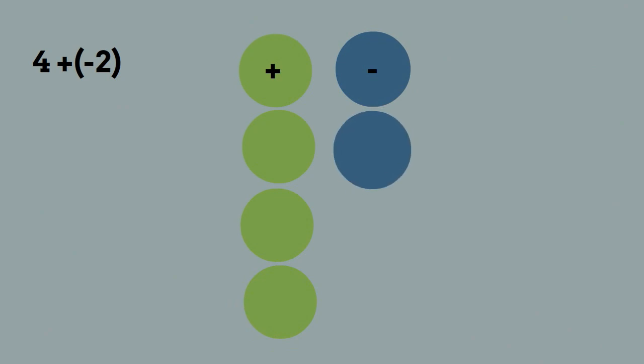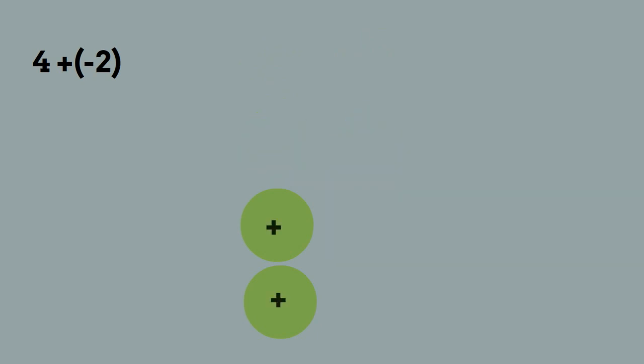Next, let's try 4 plus negative 2. Count out your 4 positive counters, then your 2 negative. Cancel out your zero pairs. Here they go. And you are left with 2 positive counters. So the answer is positive 2.